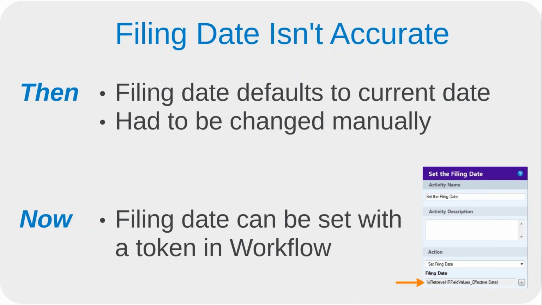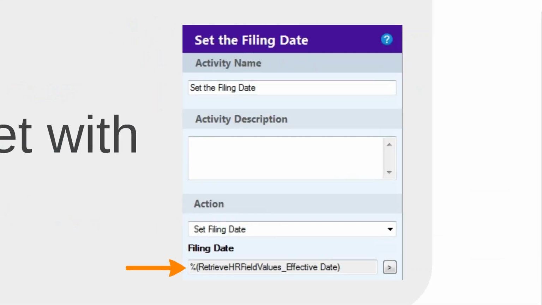So now filing dates can be set with a token in workflow. So this is that out of the box workflow activity, and it allows you to set a number of different record properties. And the properties look just like every other workflow activity, so you just rename the activity. You can write a description if you like, and then you just choose the record management action that you want to do from the drop-down here, and you just say set filing date as this one, and then you can choose a token from your regular token editor.